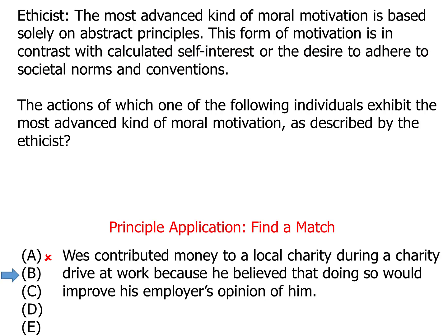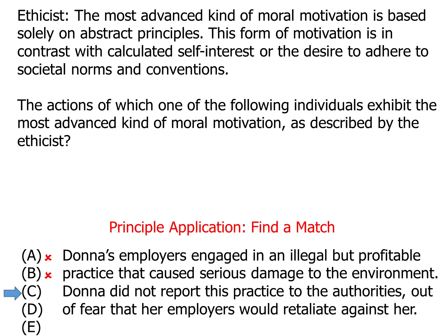Answer choice B, Wes contributes money just like Bobby did because he believes that doing so would improve his employer's opinion of him. Impressing your boss is a type of self-interest, so it's not B either. So now Donna's employers engaged in an illegal but profitable practice that caused serious damage to the environment. Donna did not report this practice because she was afraid that her employers would retaliate against her. Trying to avoid retaliation from your boss is also a type of self-interest and not an abstract principle. So we're going to get rid of answer choice C.